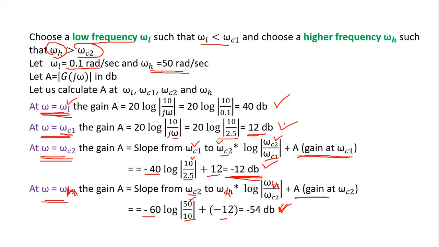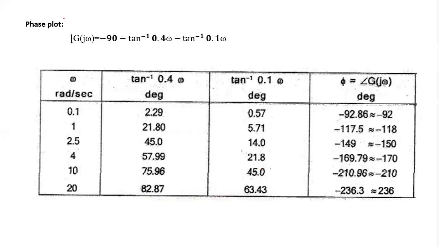Now we need to check the phase plot. The phase angle expression is already there. If we observe, the angle of j omega is equal to minus 90 minus tan inverse of 0.4 omega minus tan inverse of 0.1 omega. This total equation will be in terms of omega, so we need to select different omega values, and if we substitute, then we get the phase angle.